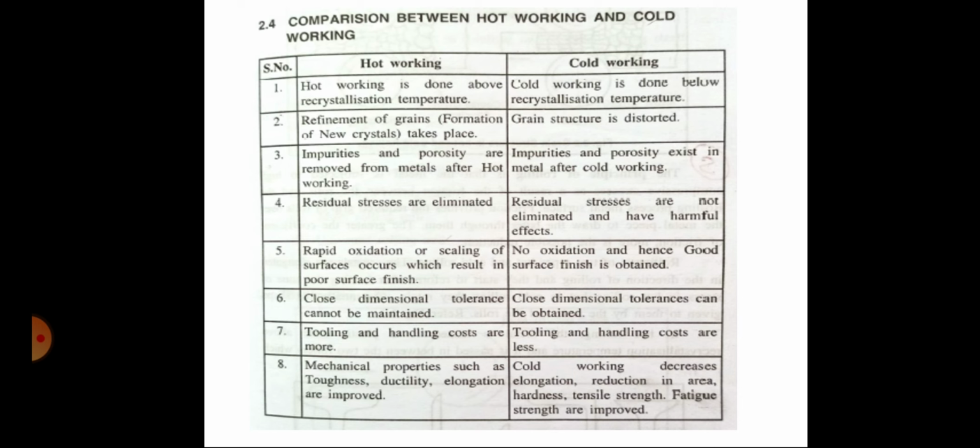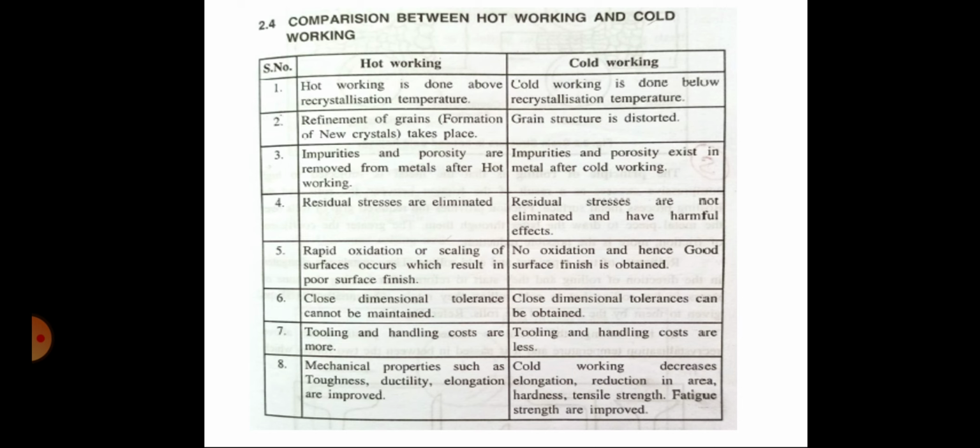Hot working is done above recrystallization temperature, while cold working is done below the recrystallization temperature. Second, refinement of grains takes place in hot working, but in case of cold working, grain structure is distorted, that is, there is no refinement of grains. Third point, impurities and porosity are removed from metals after hot working. In case of cold working, impurities and porosity exist in metal after cold working.